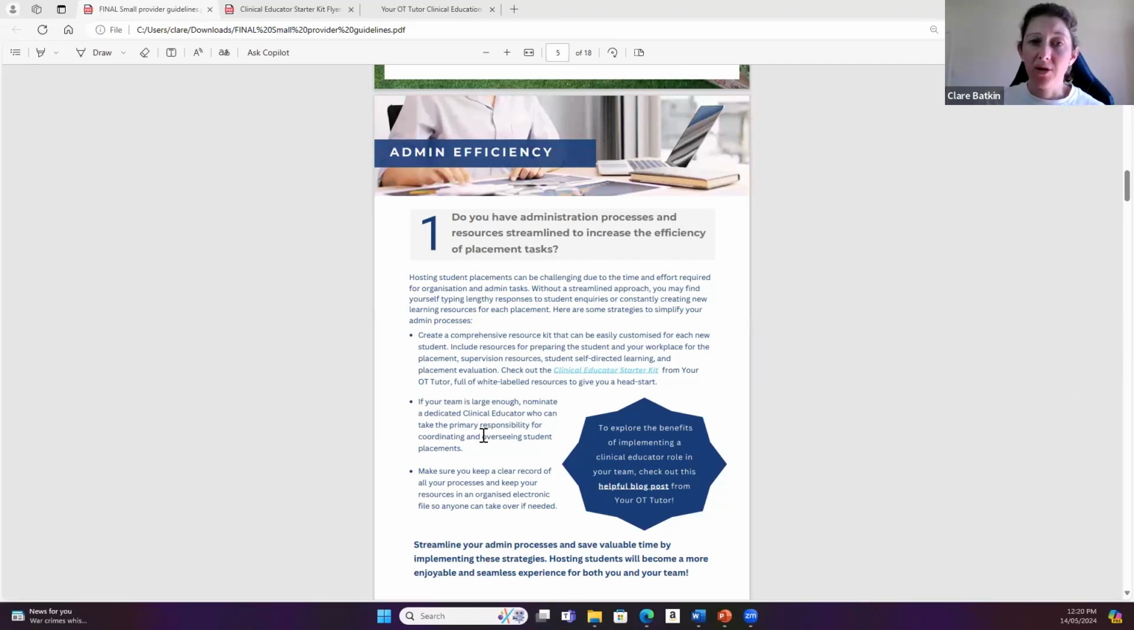They can develop a relationship with the university, and all the systems and processes just seem to work a lot more smoothly. So if they're large enough, maybe dedicate it to that one person, and it can improve the efficiency of all those admin things.